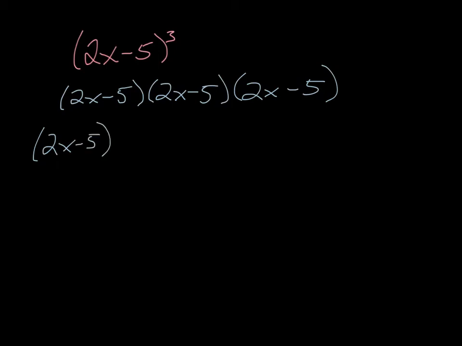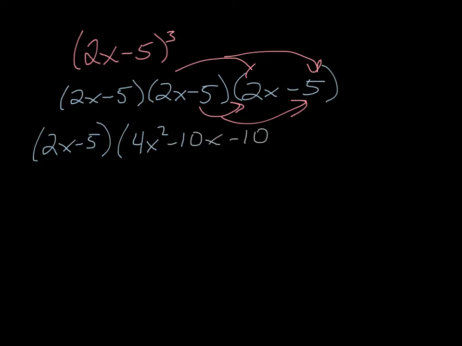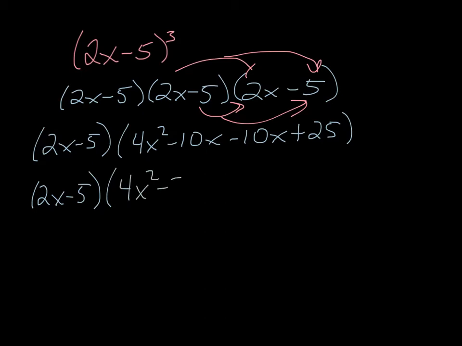Okay, and so then I'm going to FOIL with the back 2 and get 4x squared minus 10x plus 25. I'm going to combine the like terms that I can to save myself a step and get 4x squared minus 20x plus 25. And now I'm going to distribute all the terms again here.